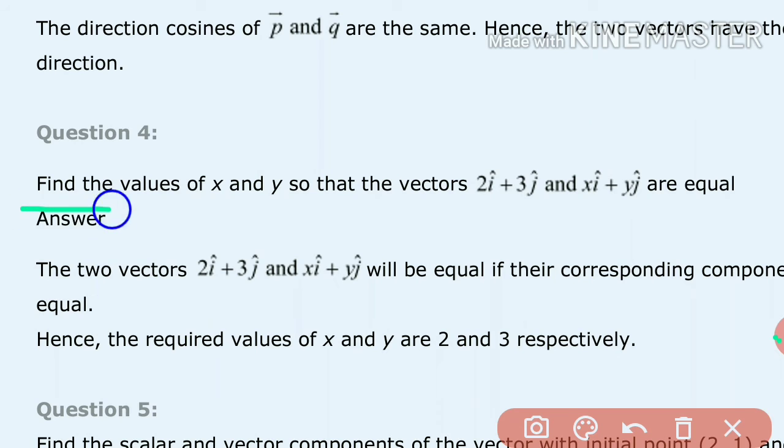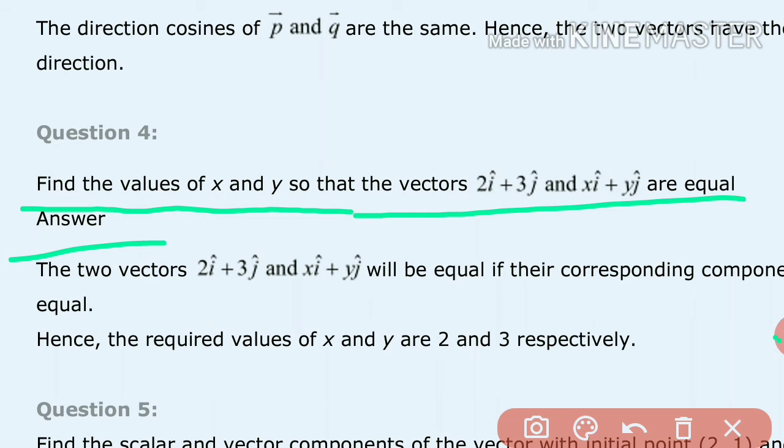Okay, find the value of x and y so that these vectors are equal. Means these two vectors are equal. Means here x equal to 2 and y equal to 3, you will get.